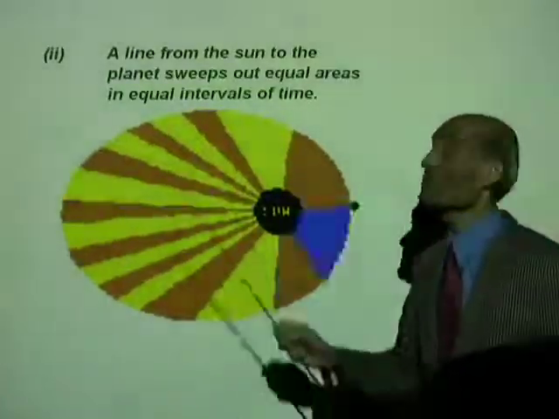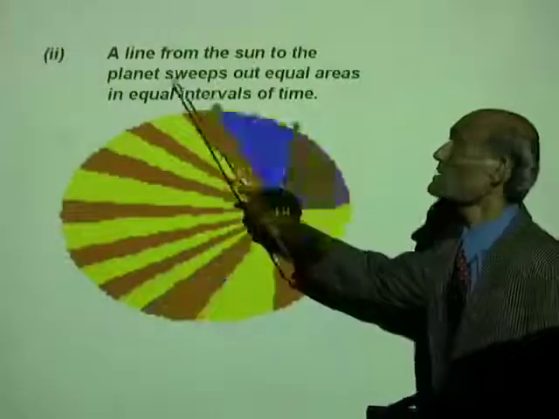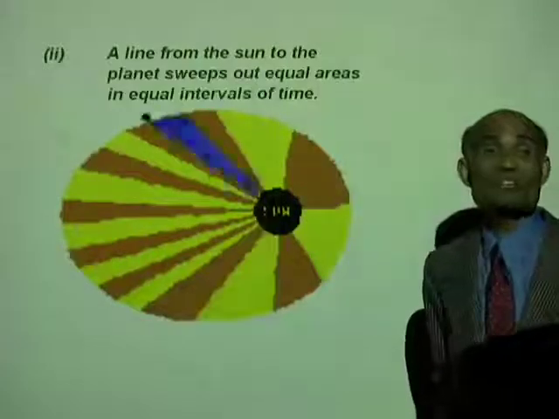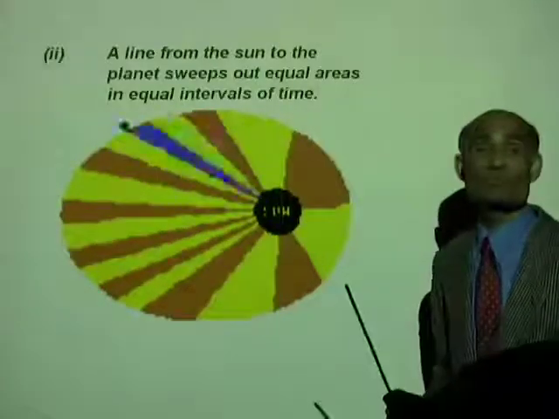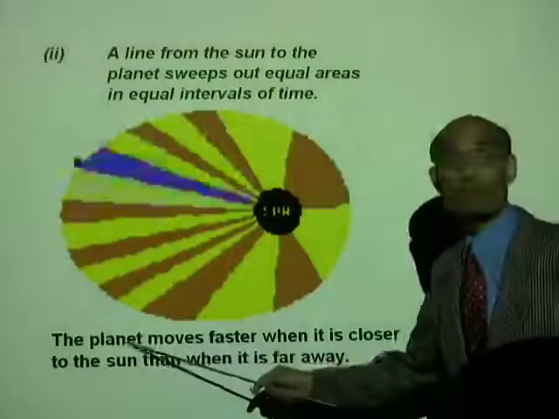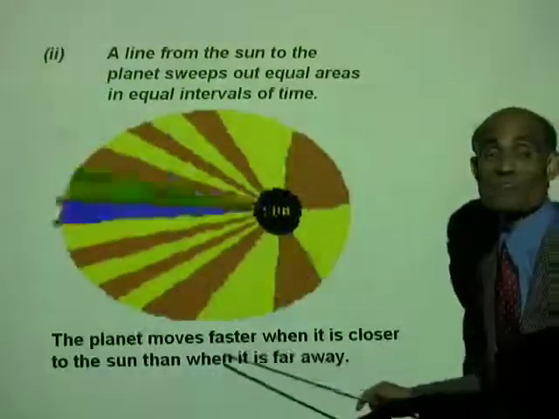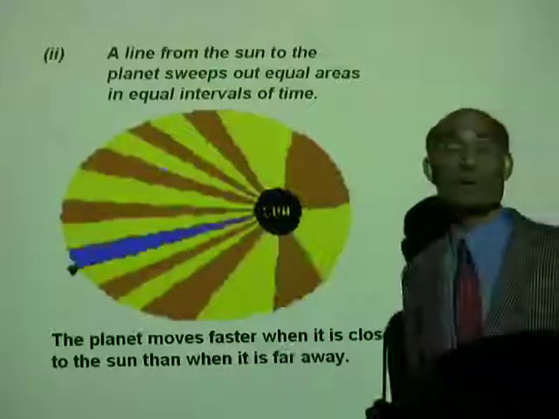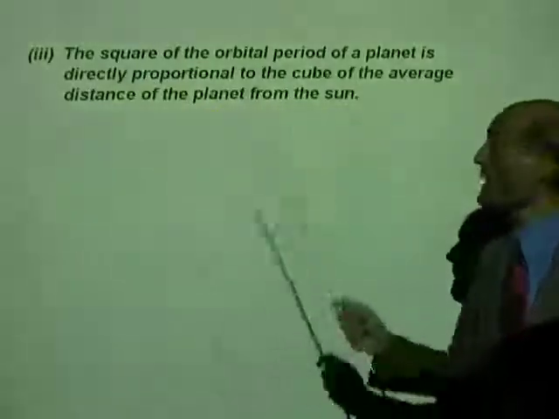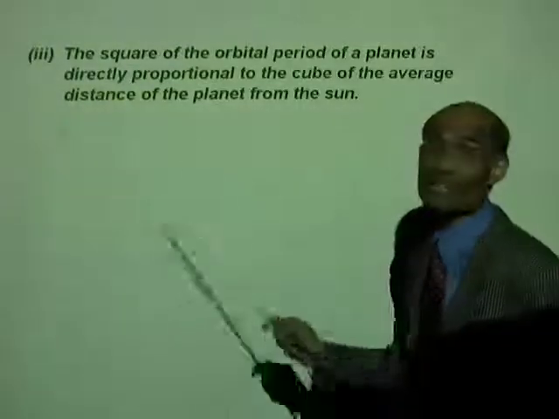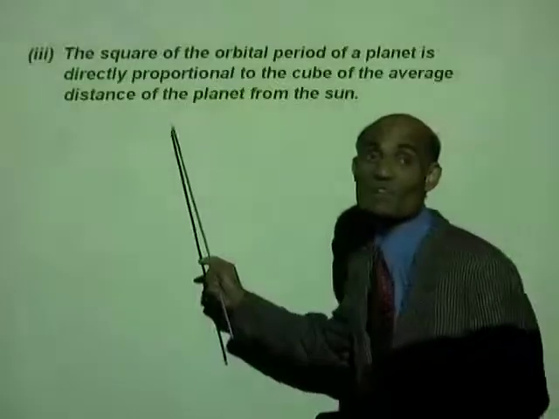You must be familiar with it. A line from the sun to the planet sweeps out equal areas in equal intervals of time. Therefore, the planet moves faster when it is closer to the sun than when it is far away. Alright, the third law: Kepler's third law is a quantitative law.